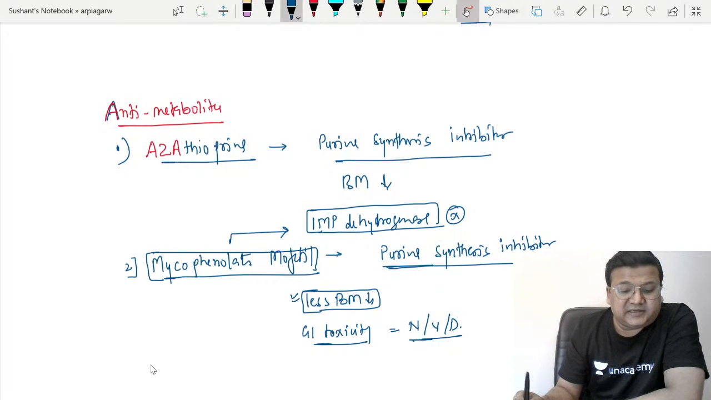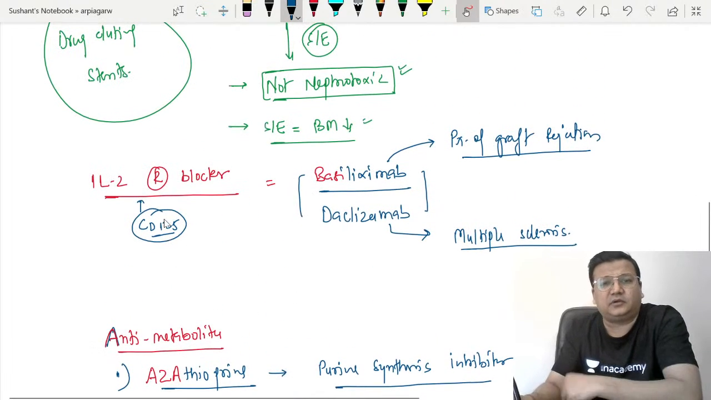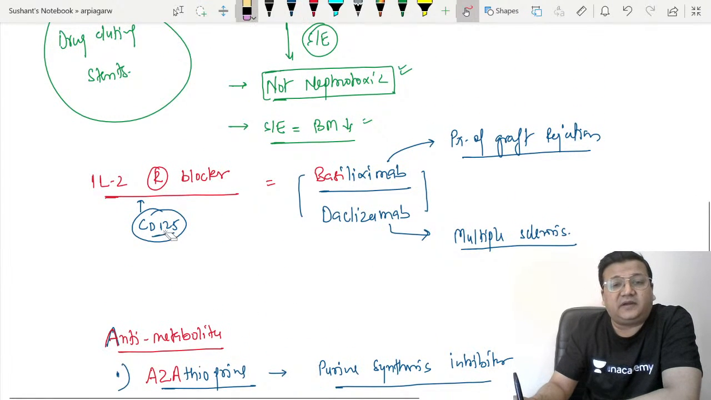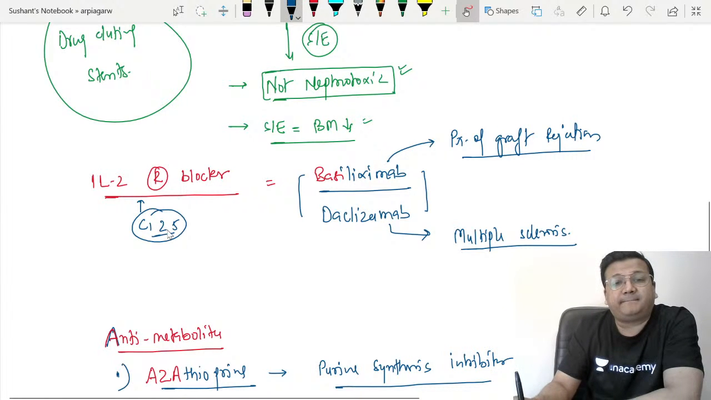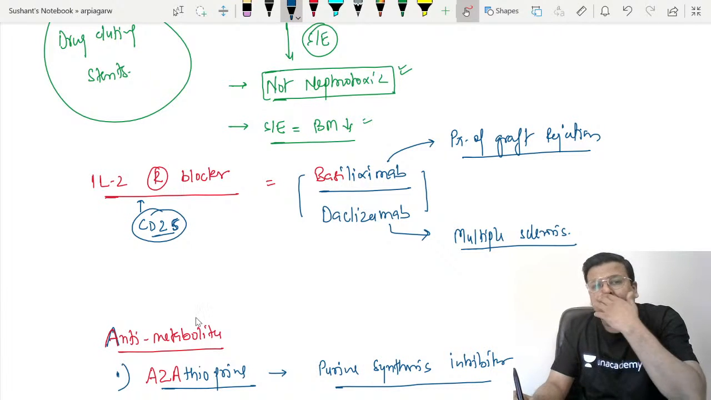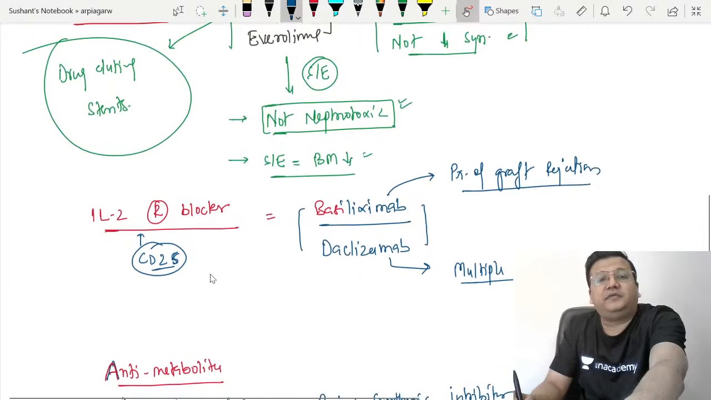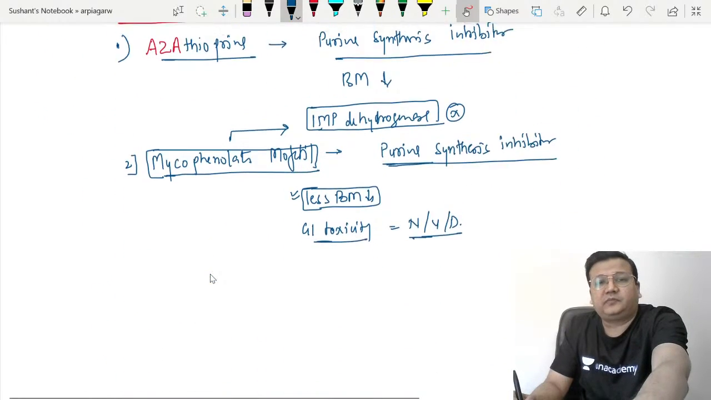Prag says, sir, isn't it CD25? So I think that is CD25 what I have written. Okay, so it is CD25, not 125. That was a typo error. Antibodies against CD25, part of the interleukin 2 receptor.